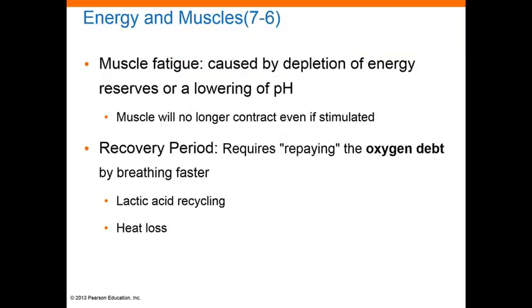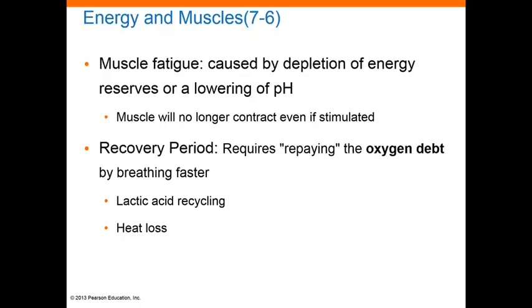And so muscle fatigue then is caused by the depletion of energy reserves or a lowering of pH, like if there's a buildup of that lactic acid, and the muscle will no longer contract as stimulated. And so that muscle has to enter a recovery period, which does require a repaying of the oxygen debt. This is typically achieved by breathing faster, so you can increase oxygen in the blood by breathing faster. And this occurs even after the end of exercise, and the recycling of lactic acid is happening. So the reactions that generate lactic acid, remember, are reversible. They can go in either direction.